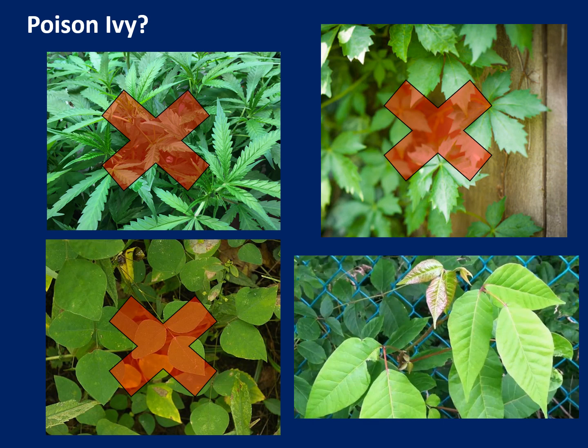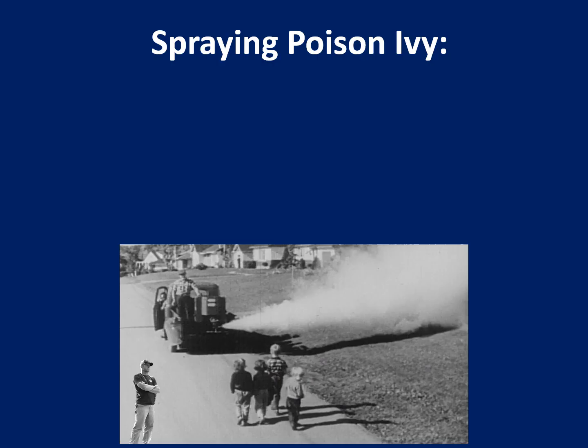So the picture in the top left is some of you might recognize. I myself would not. It's common marijuana hemp plant. We've got top right is Virginia creeper. Bottom left is hog peanut, and then the bottom right is poison ivy.